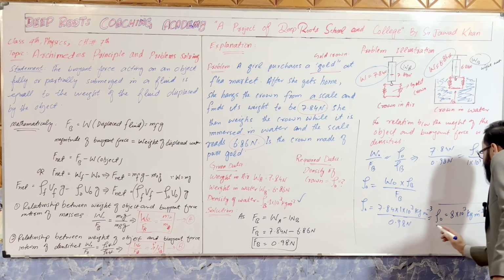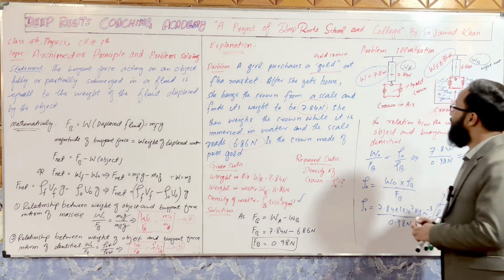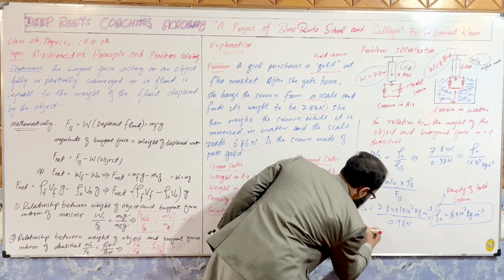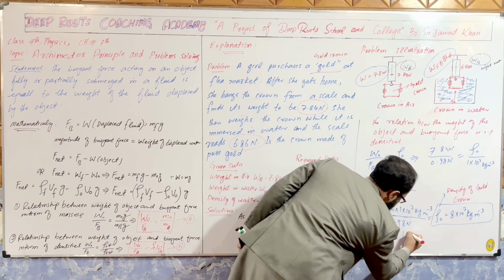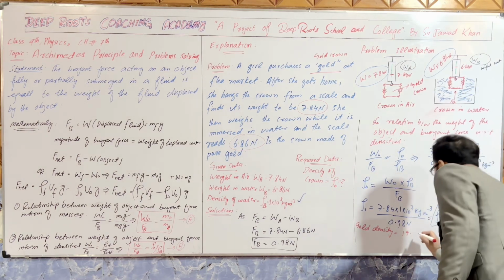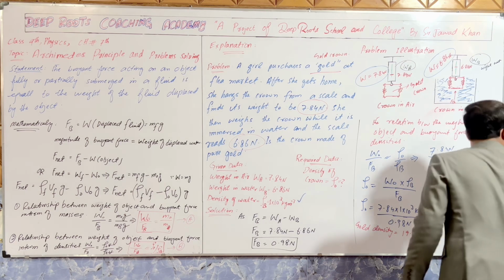Now this is actually the density of the gold crown, but we know that the gold density is equal to 19.3 multiplied by 10 raised to power 3 kg per meter cube.